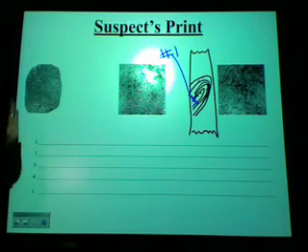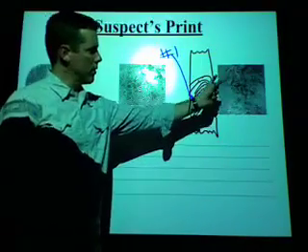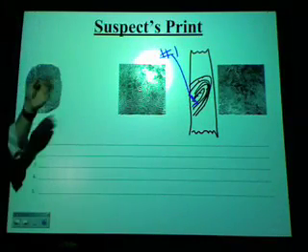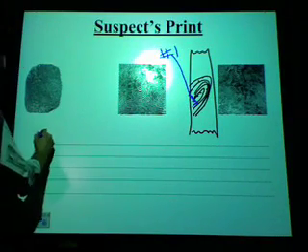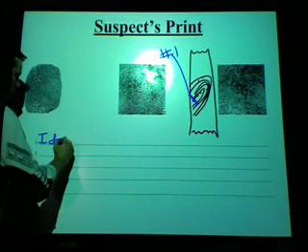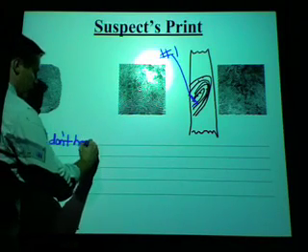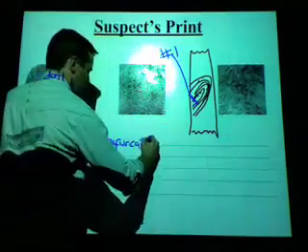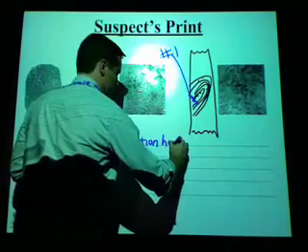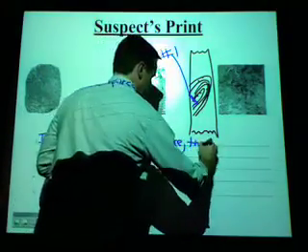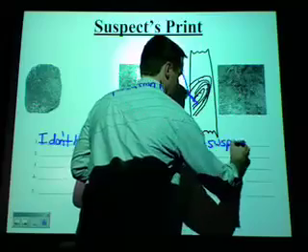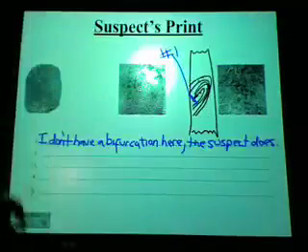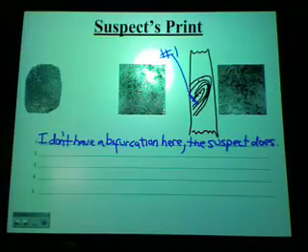Down at the bottom, I will explain how this point is different from that point. And it needs to be one of the Galton characteristics. In this case, it's bifurcation. I would write, I don't have a bifurcation here. The suspect does. Don't forget that period. Make sure these are written in complete sentences.